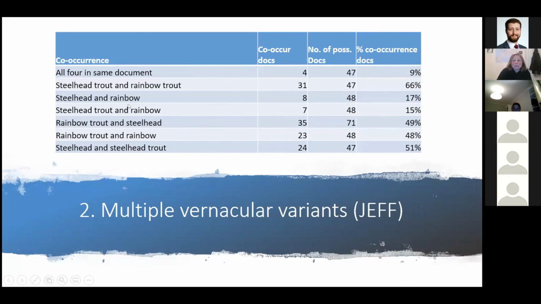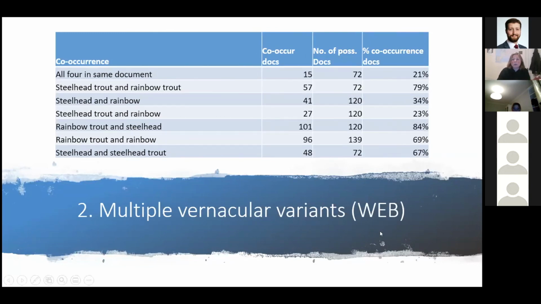But what I found was, here you've got steelhead trout and rainbow trout co-occurring in 66% of the documents that they could have. And then there are some lower ones, but also rainbow trout and steelhead in 49%. So you could see that these variants were used in a lot of the documents they could have been. This was fairly consistent across both corpora, and in the web scrape corpus it was even more prevalent. You see 79% for steelhead trout and rainbow trout, and 84% for rainbow trout and steelhead. So it indicates that sometimes they were talked about concurrently as well.